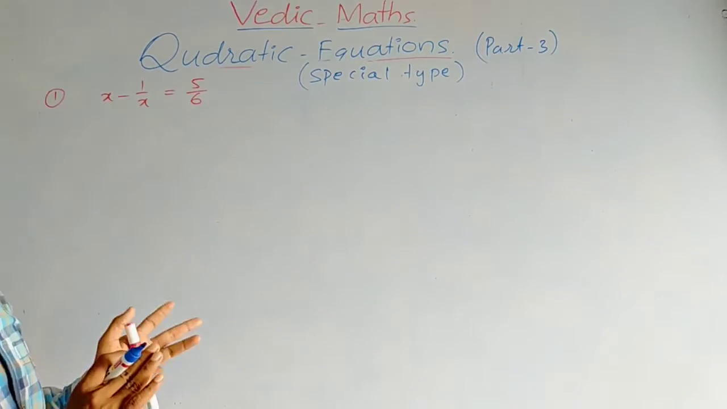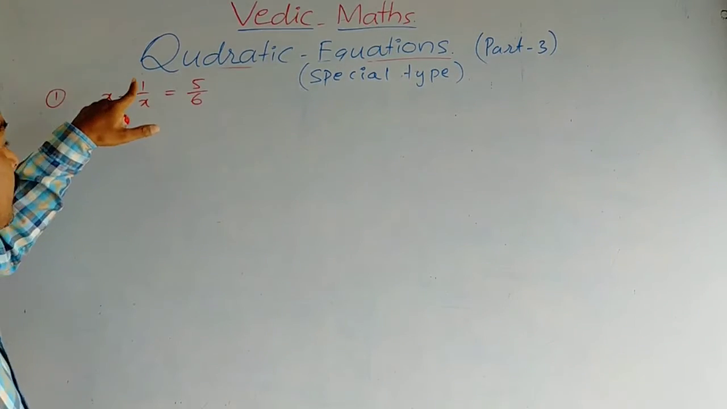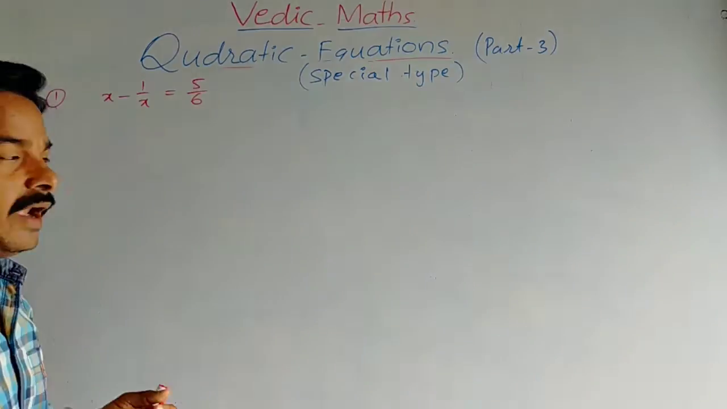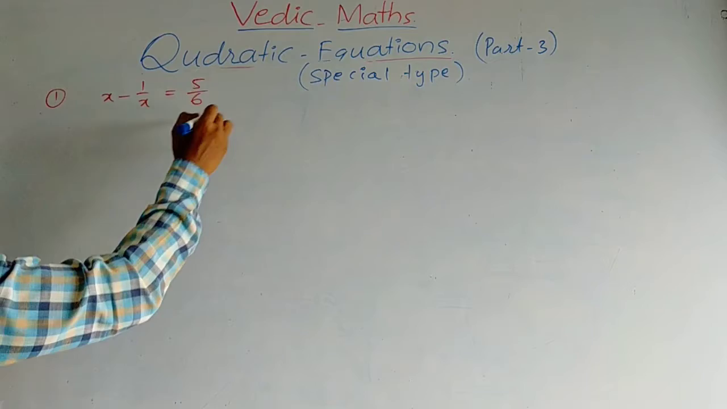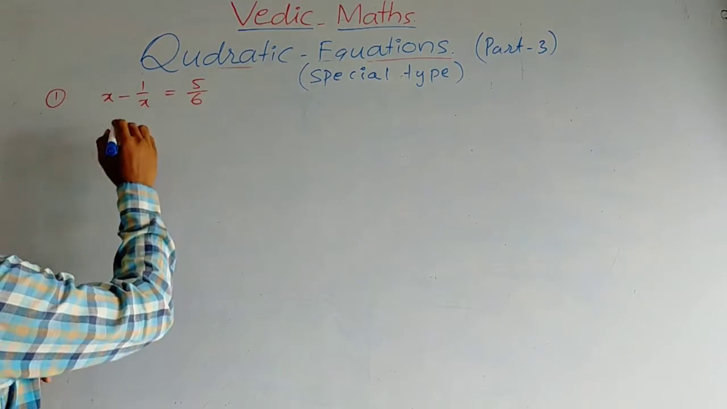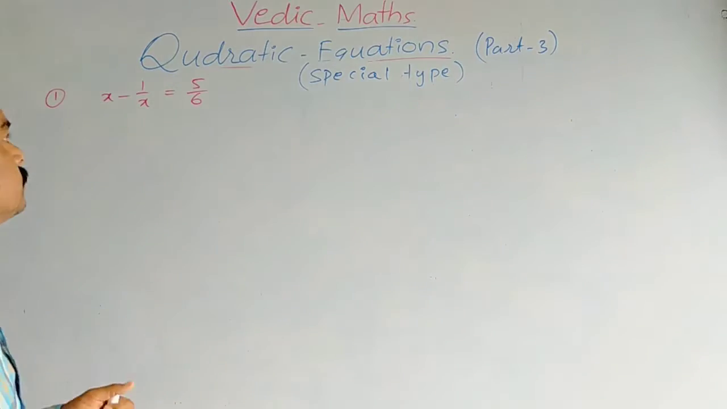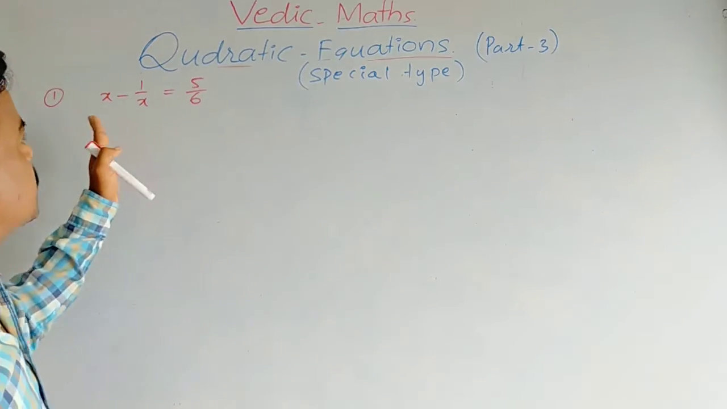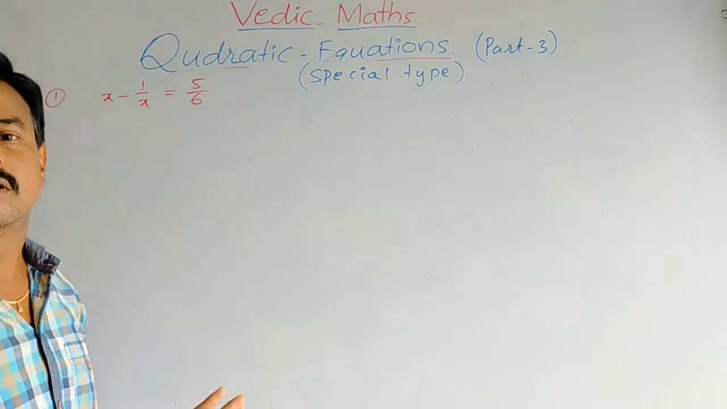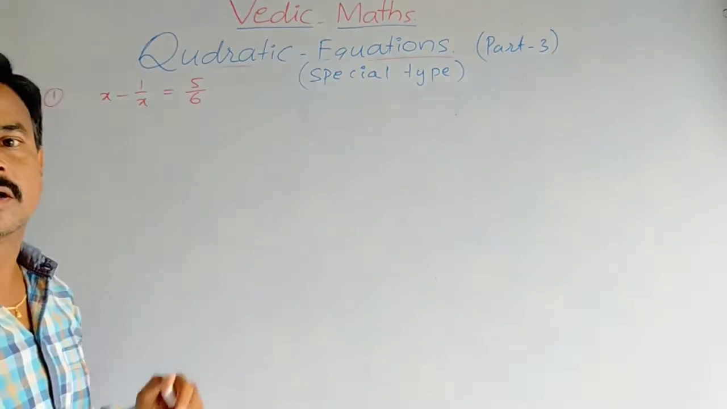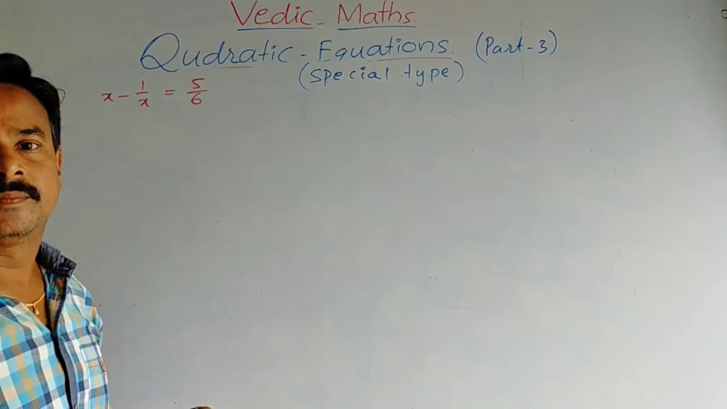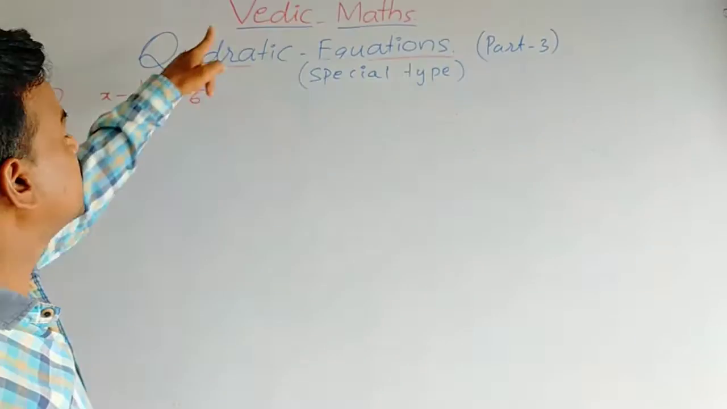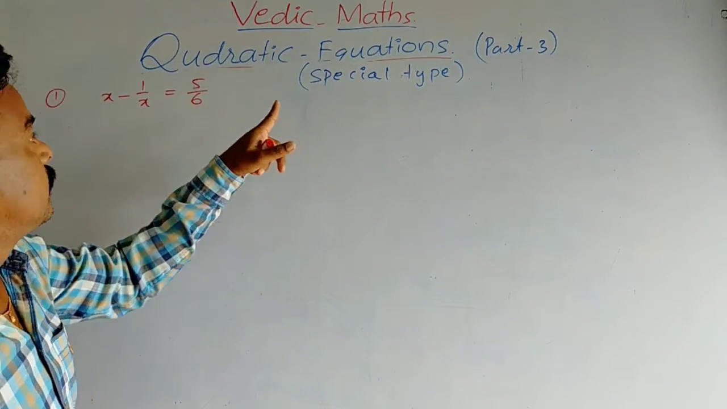In the previous video we learned x plus 1 by x is equal to something given. That type of equation we solved, and now this one. Actually, to solve this equation, first we have to change this into a quadratic equation. Then we solve that quadratic equation by using the split into two factors or factorization method. The second method is the formula method. The third method is the graphical method. And the fourth method is the Vedic method.